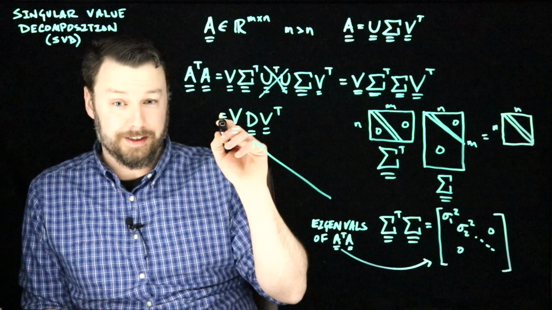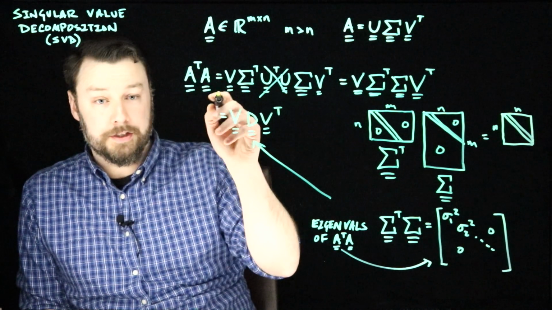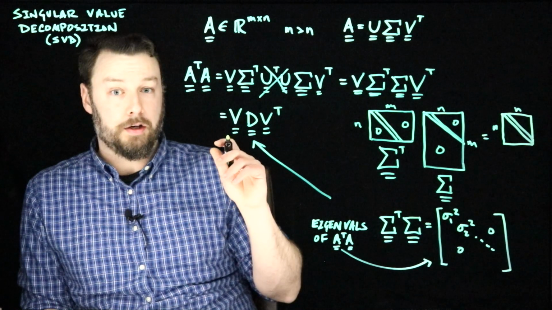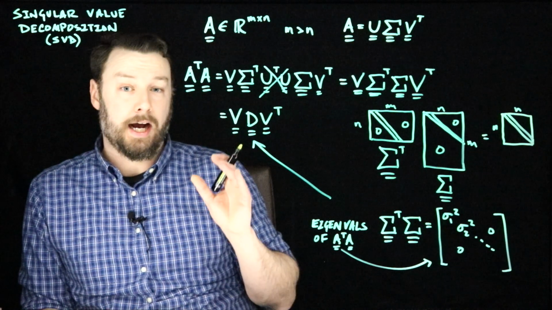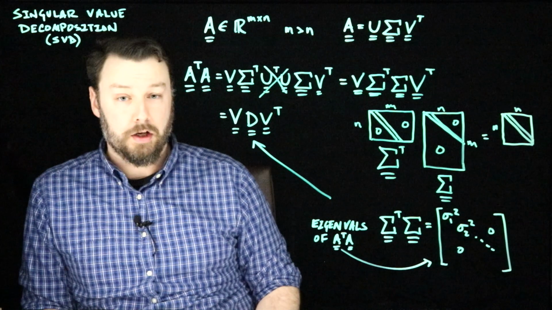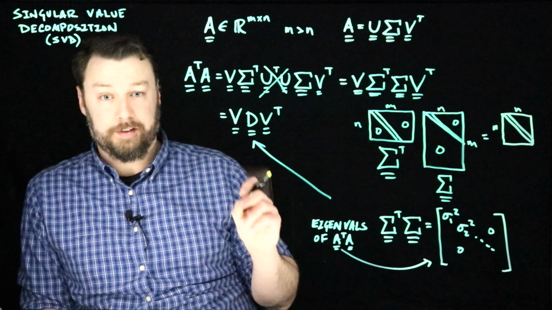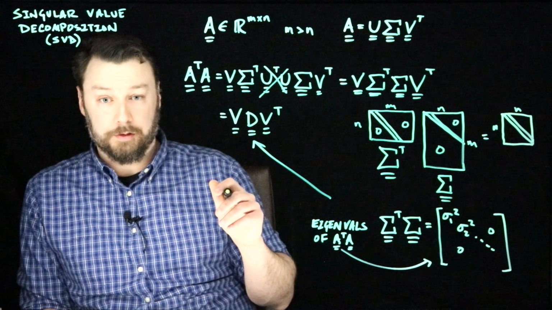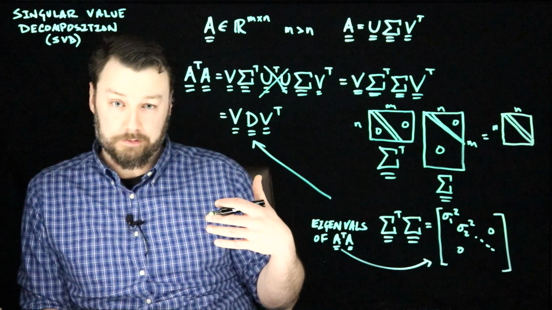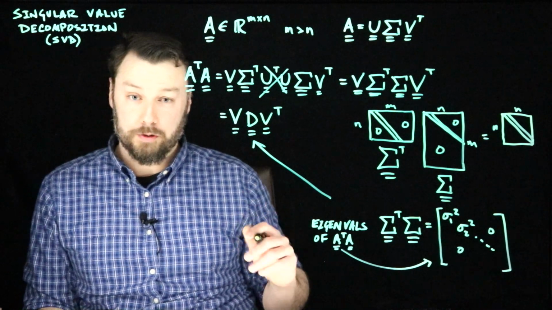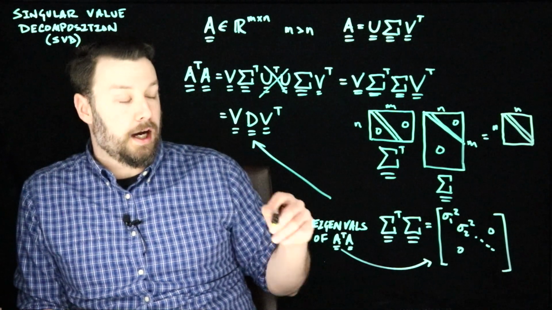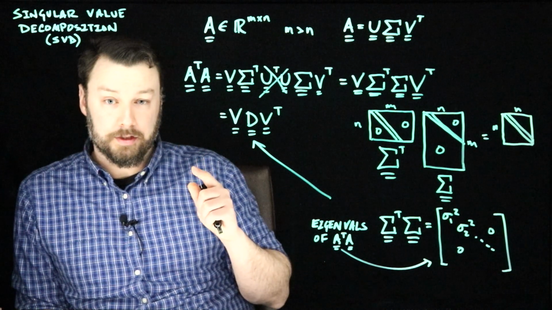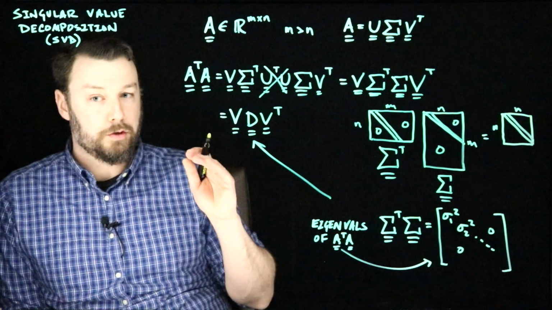And so we can see that the eigenvectors of A transpose A are the right singular vectors of A. So let me say that again. The eigenvectors of A transpose A are the right singular vectors of A. And the eigenvalues of A transpose A are the squares of the singular values. So if we take the square root of those eigenvalues, we will get the singular values. So just by doing the eigenvalue decomposition of A transpose A, we now have the right singular vectors and we have the singular values. So we have those two pieces.